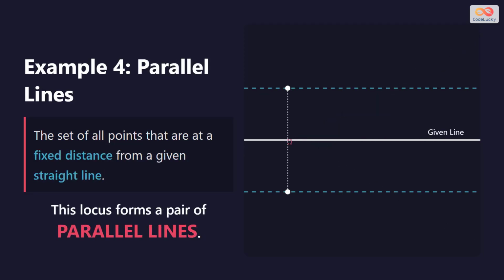Consider a straight line. The locus of all points that are a specific, fixed distance away from this line results in a pair of parallel lines. One line is on each side of the original line, and both are perfectly parallel to it.